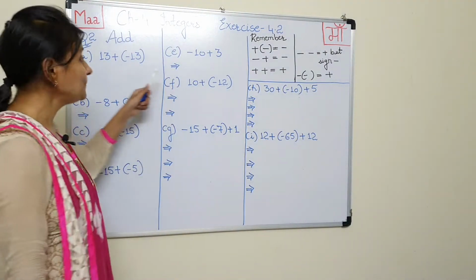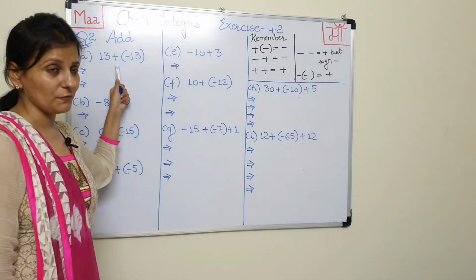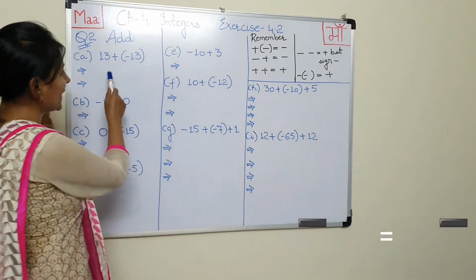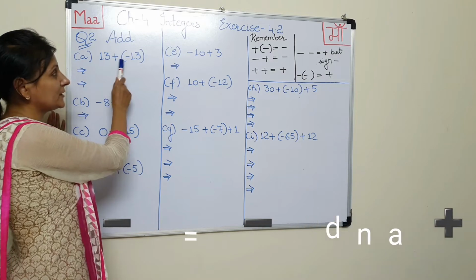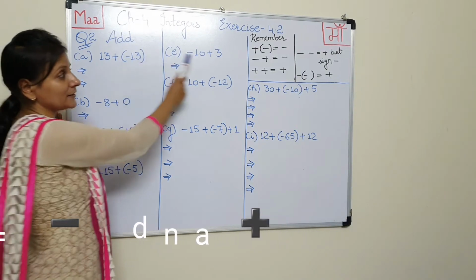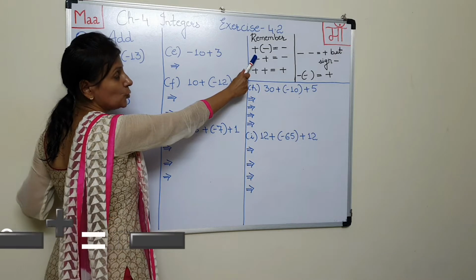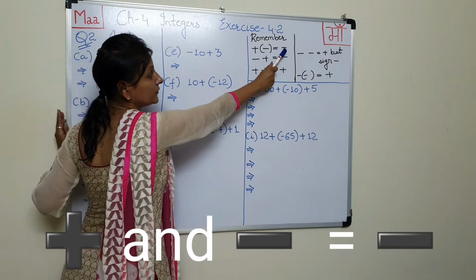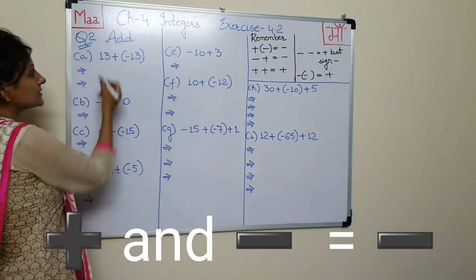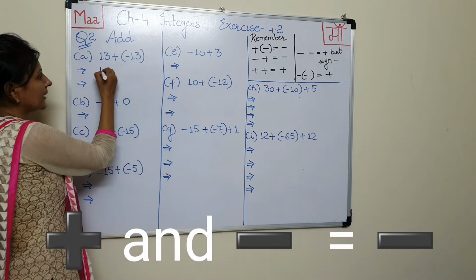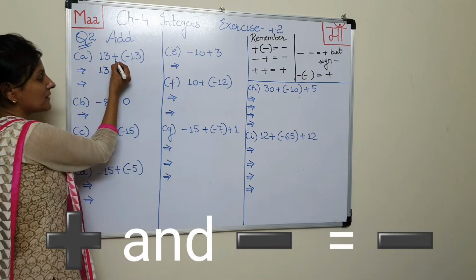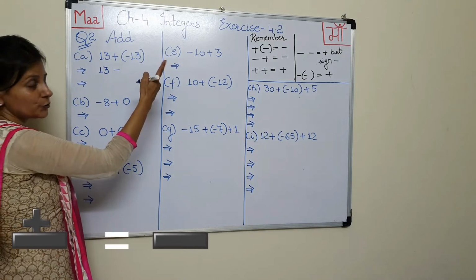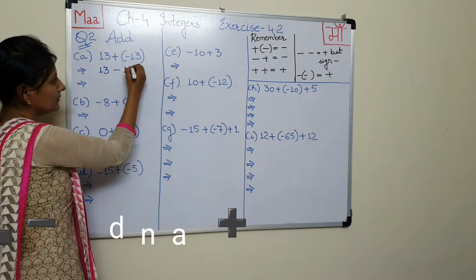So let's begin with the very first part of addition, that is 13 plus minus 13. Here you can see that the positive sign is outside the bracket and the negative sign is inside the bracket. So you can see the first rule which I have given here: positive outside the bracket and negative inside the bracket, so the result is negative only. See how we will solve it. Firstly you will write here 13, then positive outside, negative inside. So plus minus will give you minus according to the rule. Then bring this 13 down.